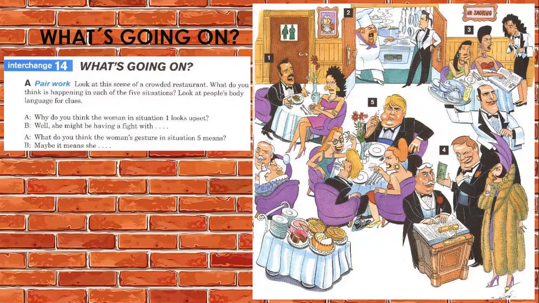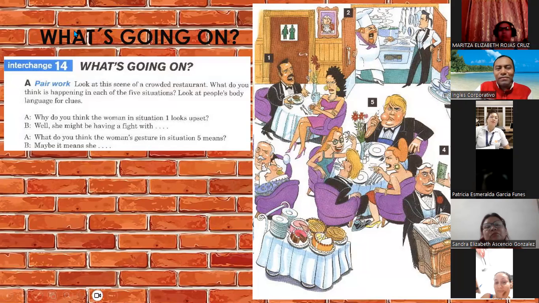Why has she folded her arms like this? Why is she folding her arms? Why do you think she is angry? In the situation number one. I'm going to choose a person. Yes, okay. Yes, tell me. She might be upset because he told her how to order something cheaper. Okay, yes. That's nice, very good.